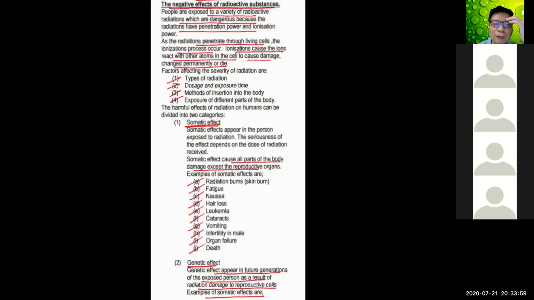Can you give 4 examples of side effect of somatic effect? For example, hair loss. Hair loss, what else? Leukemia. Leukemia, yes. Vomiting and death. Vomiting, and death. So many examples. All these are somatic effect. Okay, thank you.